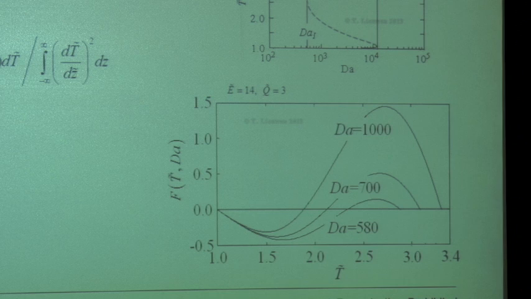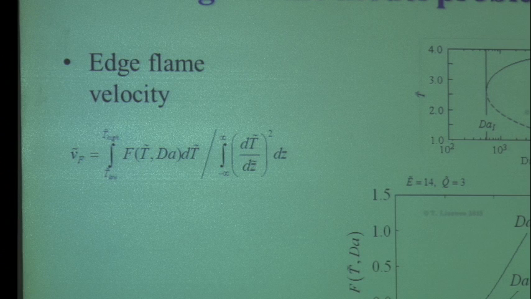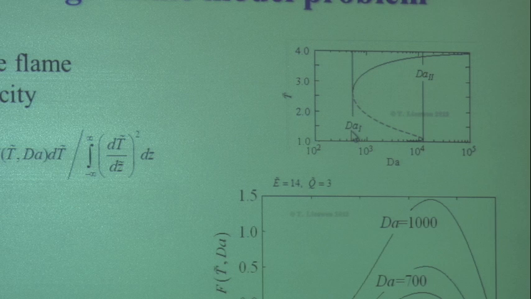This integral then is positive. So this would correspond to a positive edge speed flame. What about this 580 case? Negative. Again, you can see this line. This critical value is at what, 200, 300, 400, 500, it looks like around 520 or something is the extinction value. So if your Damköhler number starts getting close to that extinction value, negative edge velocity.